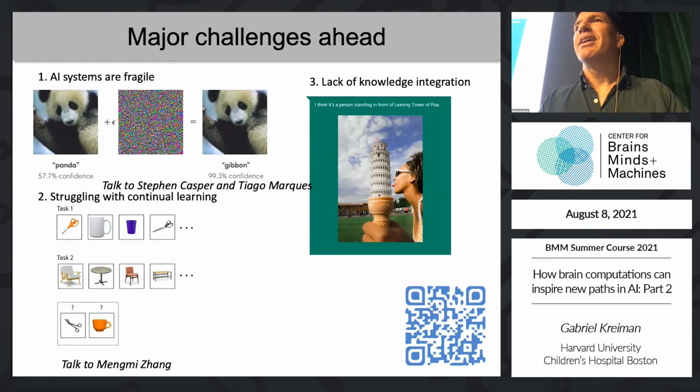Okay, so I think this ability to do continual learning and learn things without forgetting previous things, you can learn how to play Go without forgetting how to play chess, etc. This continues to be a major problem for computer vision. And then in general, the lack of knowledge integration, common sense, contextual reasoning.